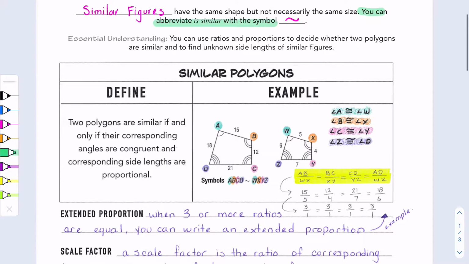The definition of a similar polygon says that two polygons are similar if and only if their corresponding angles are congruent and the corresponding side lengths are proportional. And remember, we went over what proportional is during yesterday's lesson.